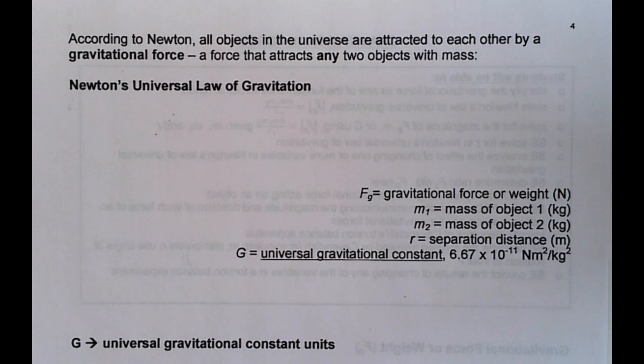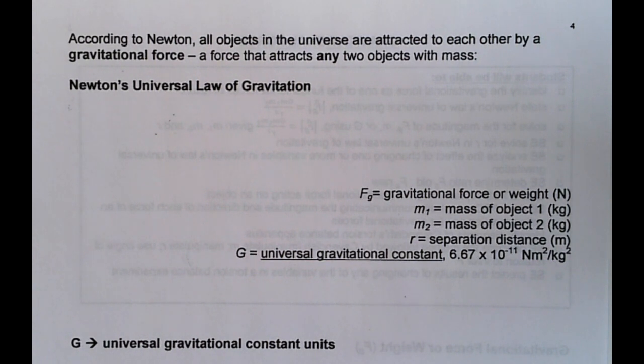According to Newton, all objects in the universe are attracted to each other by a gravitational force, a force that attracts any two objects with a mass. So this was like before when we had talked about if Sally is standing on the Earth, Earth has a gravitational force pulling her down, but she also has the same force pulling the Earth up.